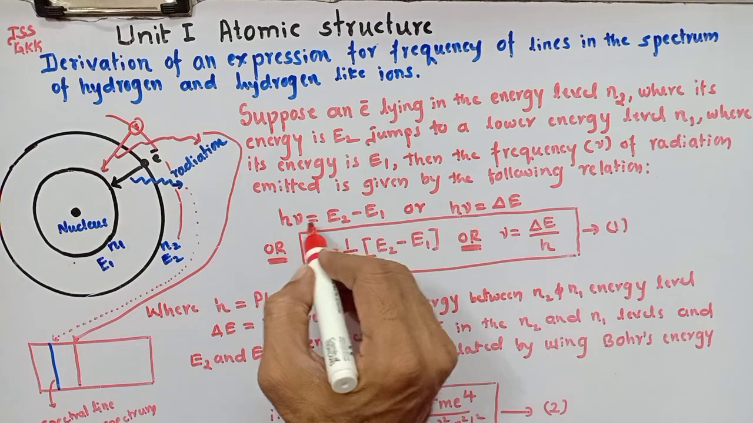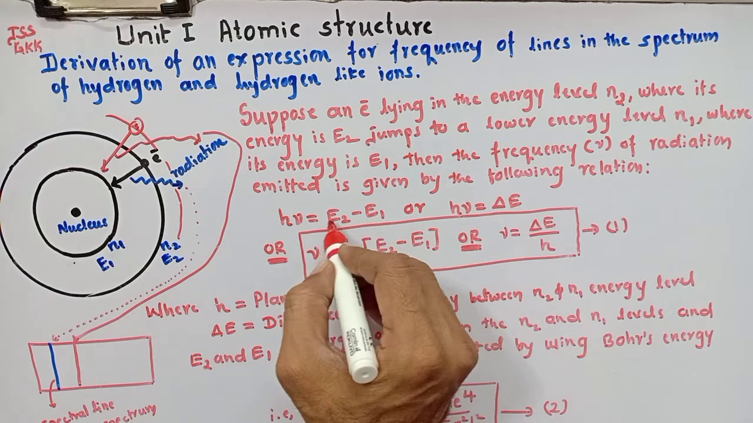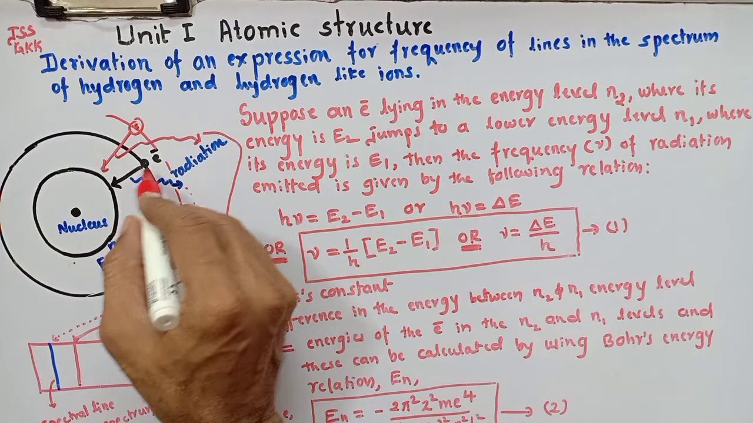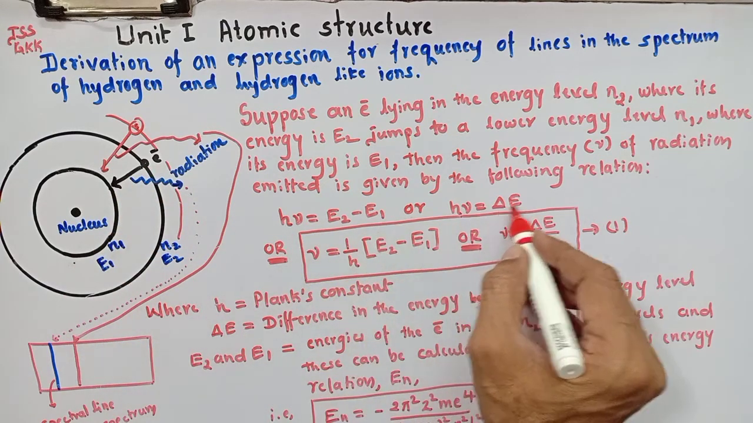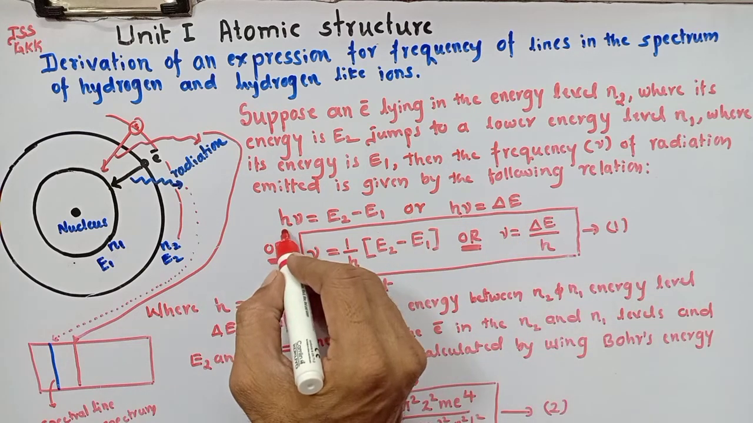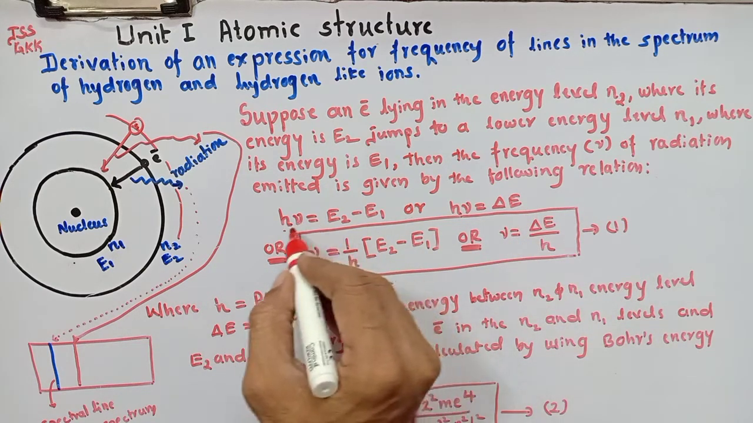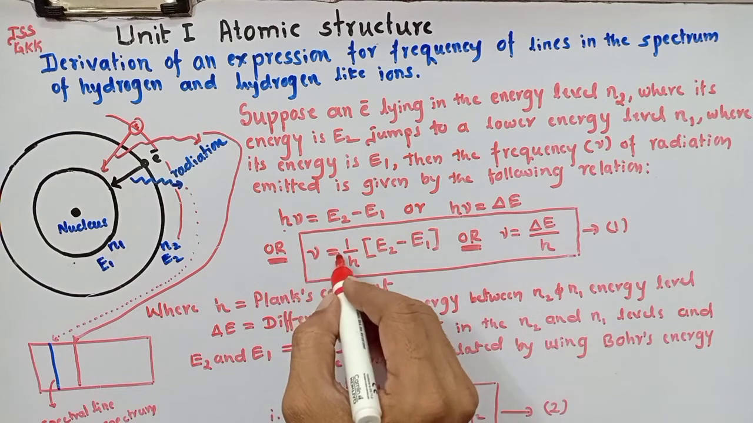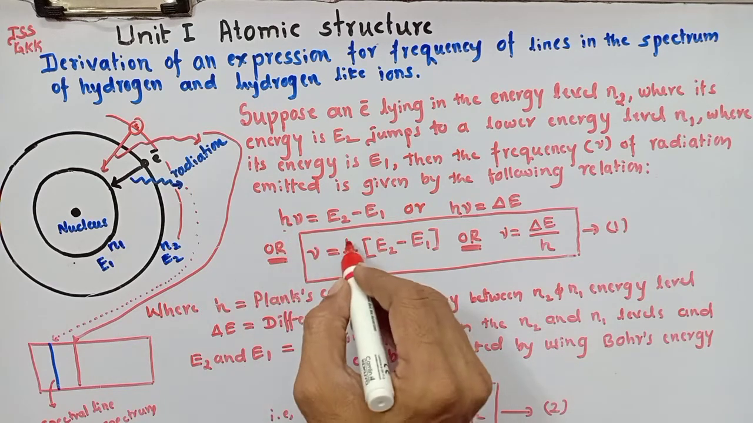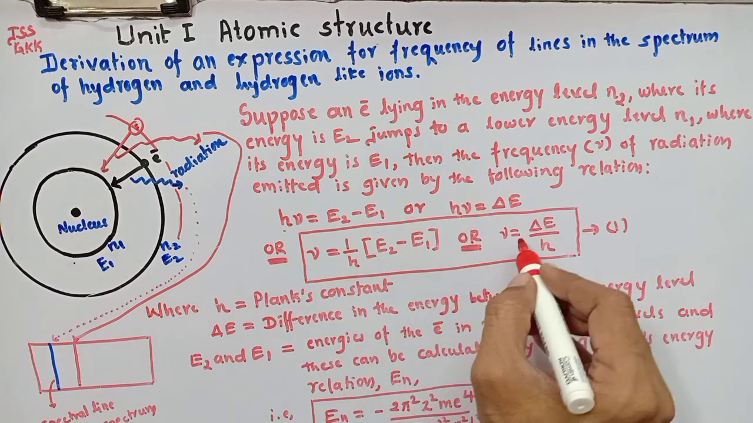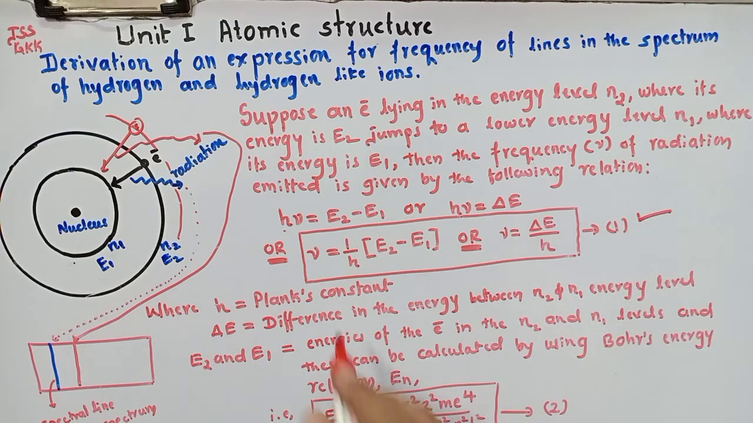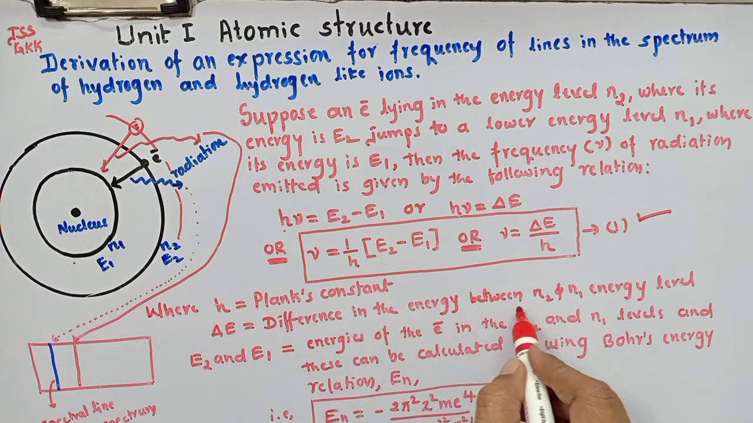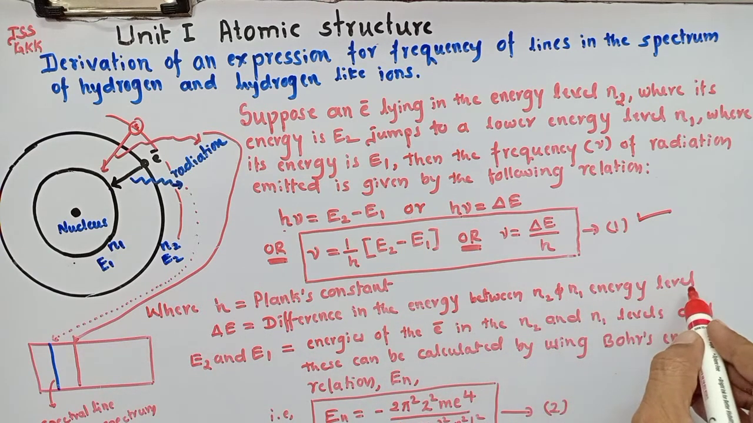That means h nu is equal to E2 minus E1, the difference in the energy between these two energy levels. That means h nu is equal to E2 minus E1, or h nu is equal to delta E, where h is Planck's constant and nu is the frequency. So this relation can be written like this: nu is equal to 1 over h into E2 minus E1, or nu is equal to delta E divided by h. Call this equation number 1. Here h is Planck's constant, and delta E is the difference in the energy between the N2 and N1 energy levels.